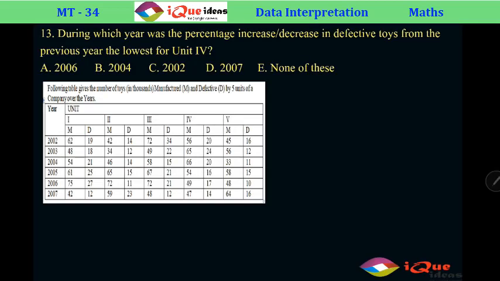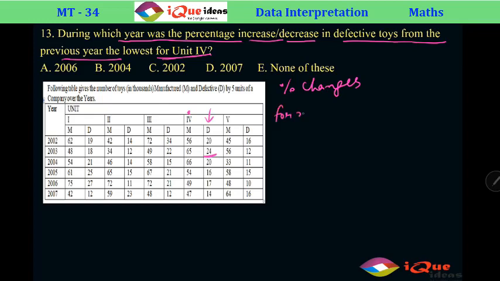Now this question says: during which year was the percentage decrease in the defective toys from the previous year the lowest for unit 4? So this is unit 4, and this is the defective units for unit 4. Now 2001 data is not there, so we'll start from 2003, not from 2002, because 2002 cannot be compared. So we have to find percentage changes.